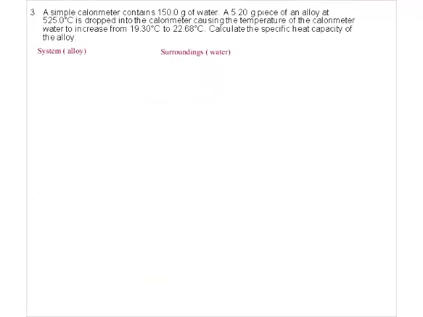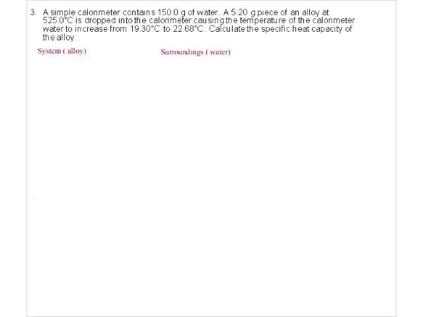Okay, here's another one. A simple calorimeter this time contains 150 grams of water. A 5.2 gram piece of alloy at 525 is dropped into the calorimeter. Probably going to melt the bottom of the styrofoam cup, but hey, we'll probably use something a little more rigid than a styrofoam cup. Okay, it's dropped in the calorimeter, causing the temperature of the calorimeter water to increase from 19, so that's the initial temperature, to a final temperature of 22. We want to know the specific heat capacity of the alloy.